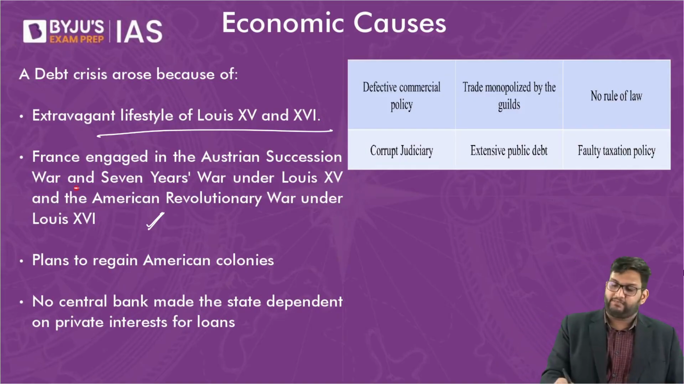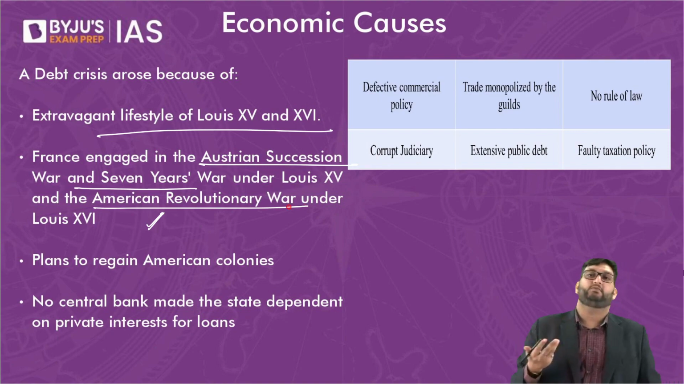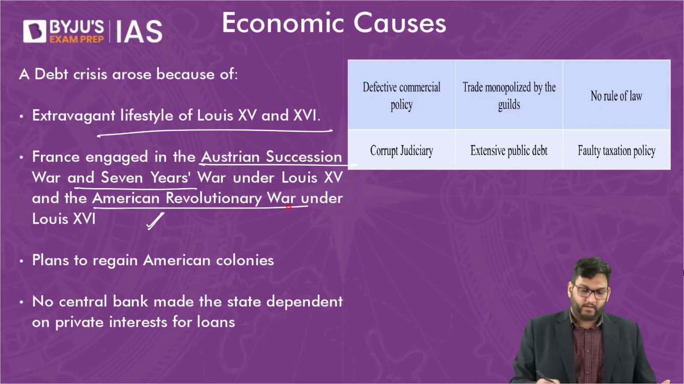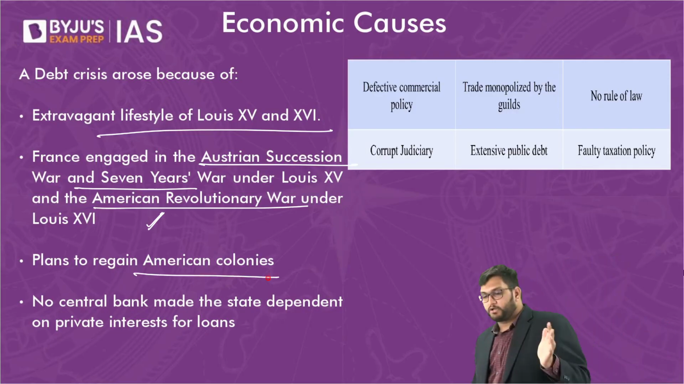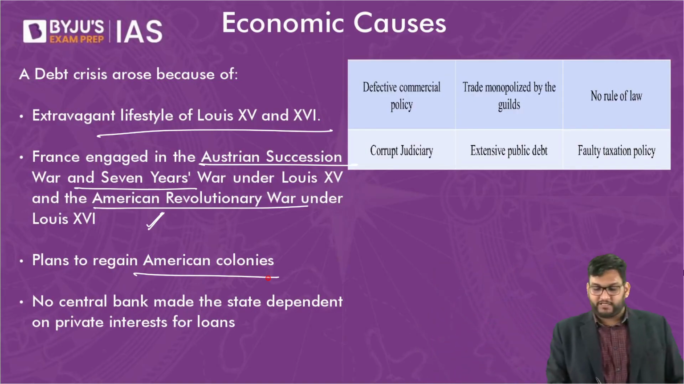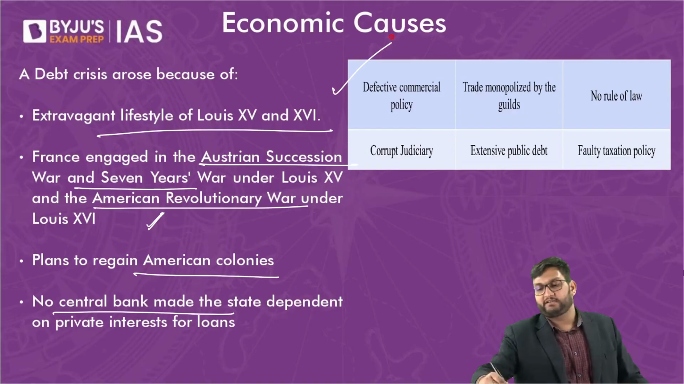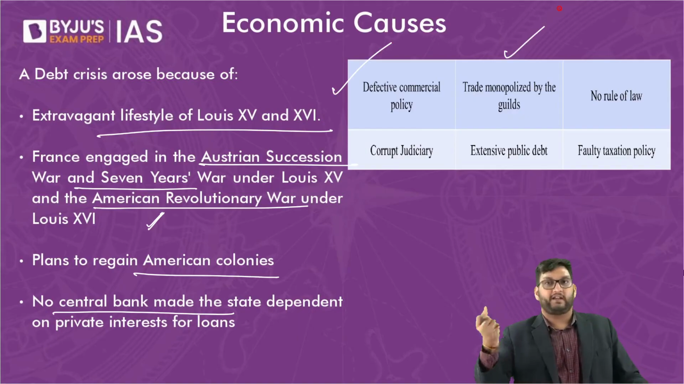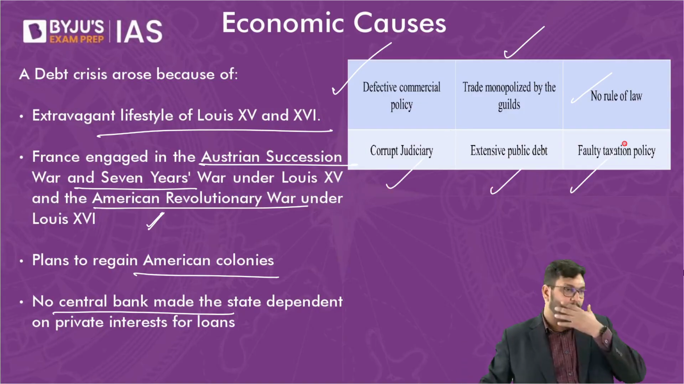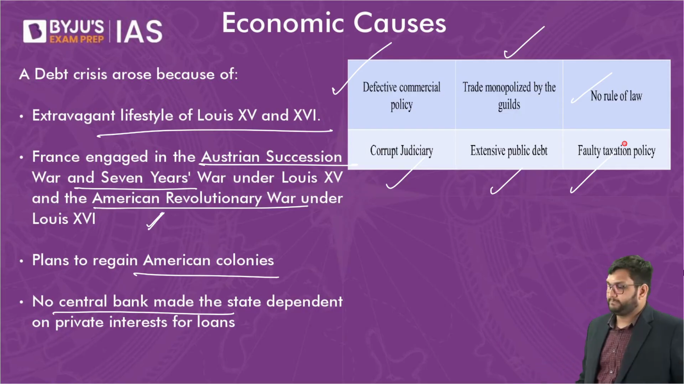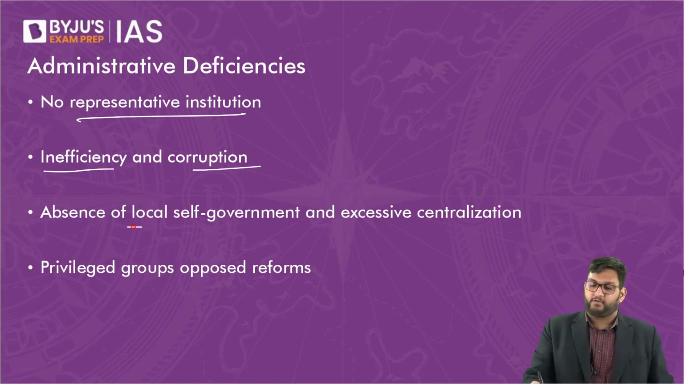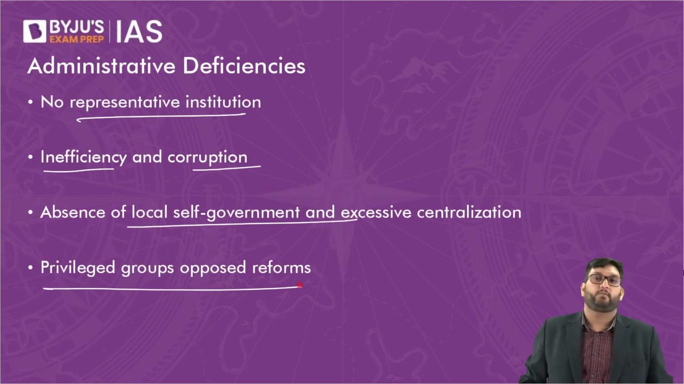Be it the Seven Years' War, the Austrian War of Succession, or the American Revolutionary War, they had nothing to play for. They were gaining nothing. And their American colonies slowly but surely were also becoming independent. No central bank, defective commercial policy, trade monopolized by guilds. Guilds are nothing but trade associations. No rule of law, corrupt judiciary, excessive public debt, faulty taxation policy. It's a good recipe for disaster. Now, there is no representative institution, inefficiency, corruption, lack of self-government, and privileged groups opposed any form of reform.